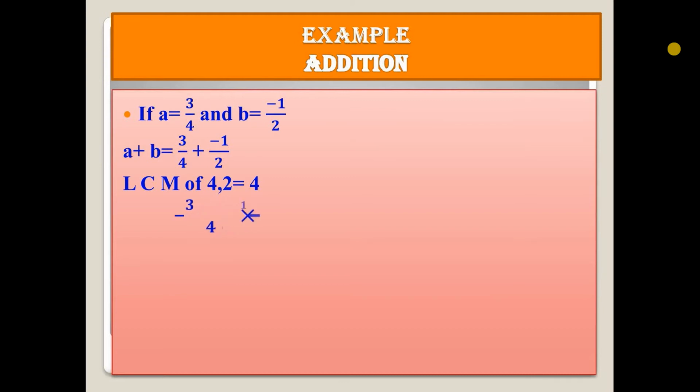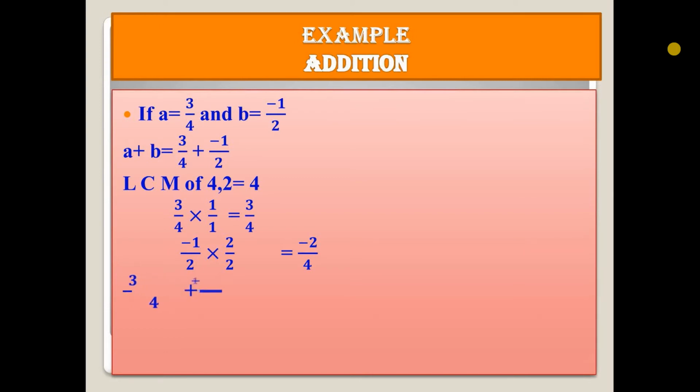Now we are going to add these two numbers. So 3/4, the denominator is already 4. So 3 into 1 is 3, 4 into 1 is 4. And -1/2 has to be multiplied by some other number to make the denominator the same 4. -1/2, this 2 has to become 4. So we are going to multiply by 2. So 2 into 2 is 4, -1 into 2 is -2. So we get the answer -2/4.